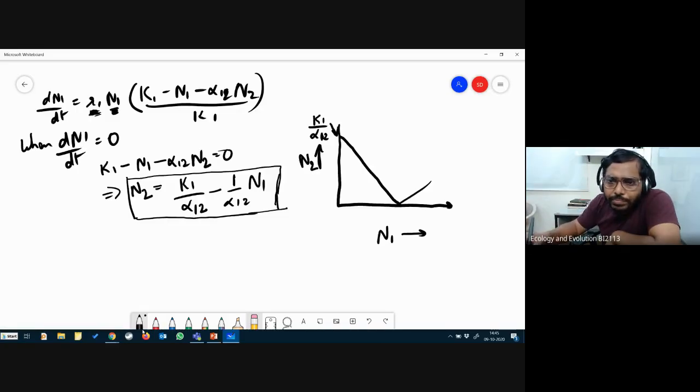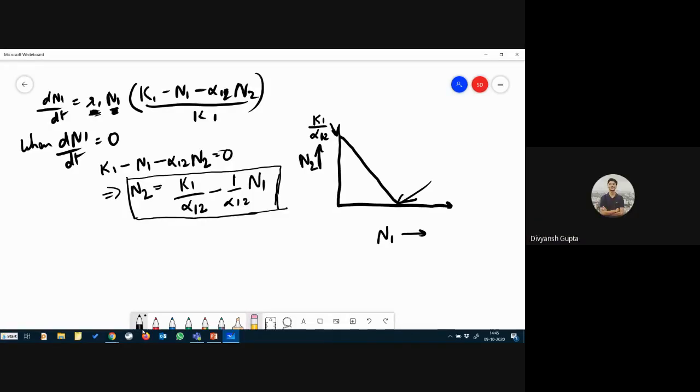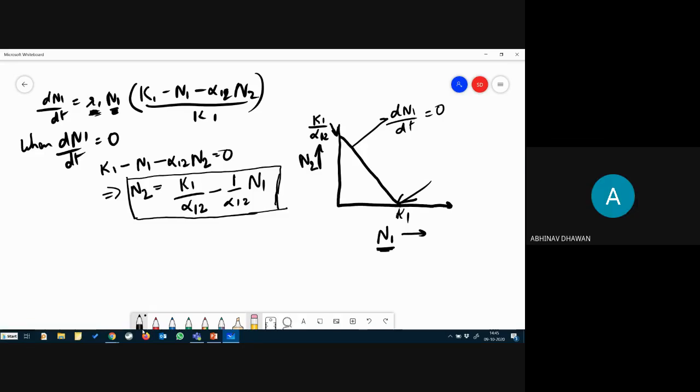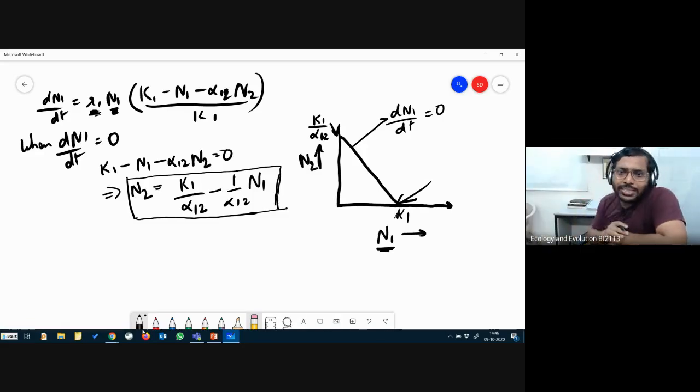What is the value of this point? Can anybody figure out? K1 alpha 12 over alpha 12. That is K1. No, this point is K1. Why? Because this is the point at which N2 has gone to 0, and dN1/dt has also gone to 0. Remember, this line is dN1/dt equal to 0. So when N2 has gone to 0, you have only one species left, which is species 1. And the value at which species 1's dN/dt becomes equal to 0 is its carrying capacity, K1, correct? So this point is K1.